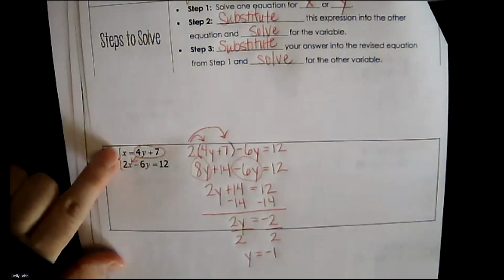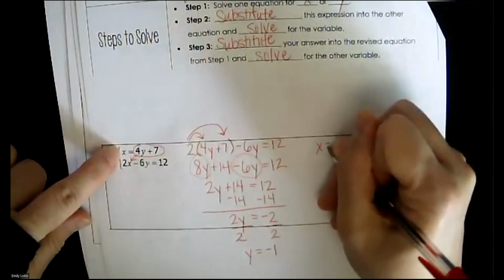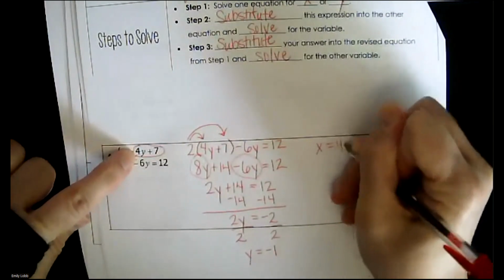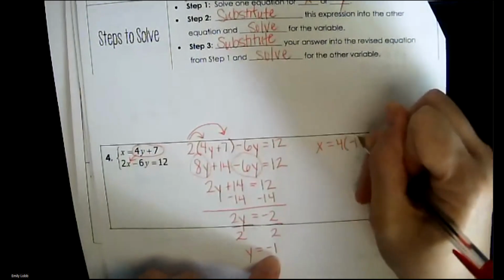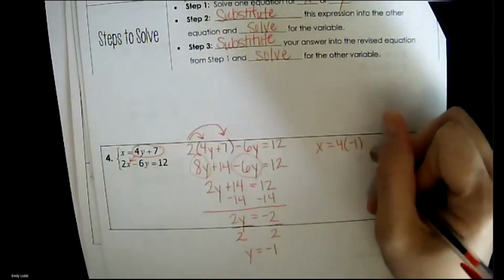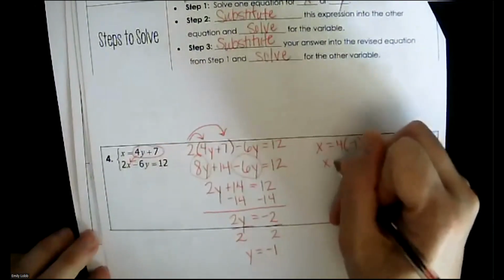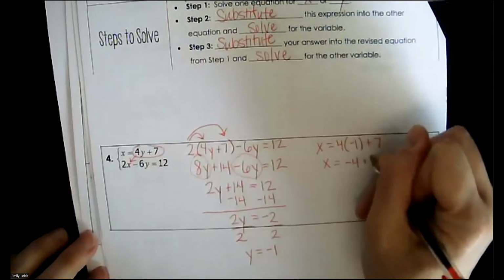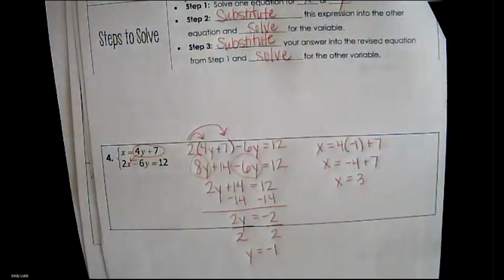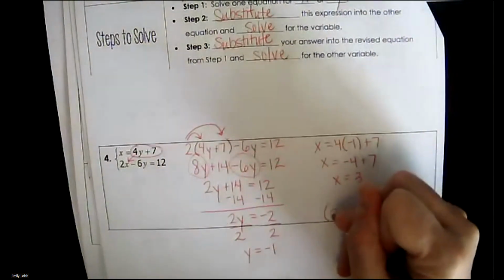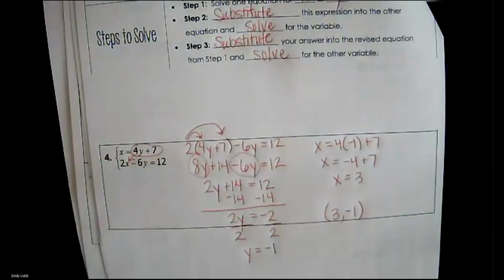So looking back at this first equation then, I can find x is equal to 4 times the value of y. So now we know that y is negative 1, plus 7. So x equals negative 4 plus 7, x equals 3. So remember, we always want our x value and then our y value when we give our solution.